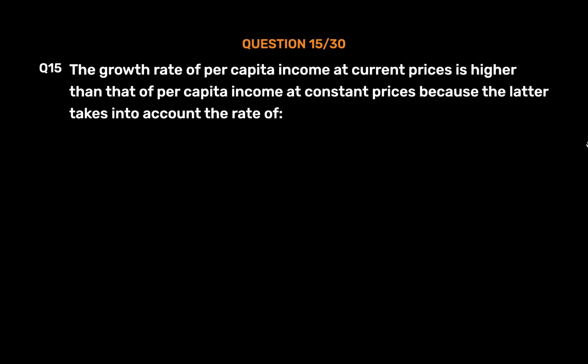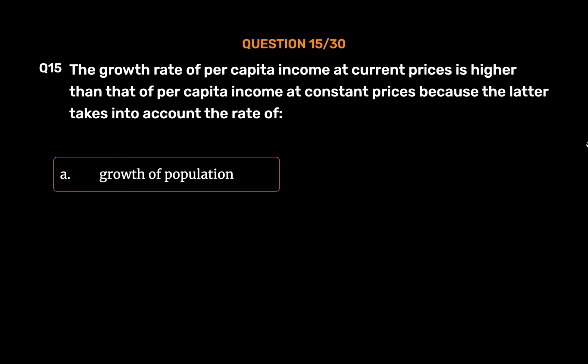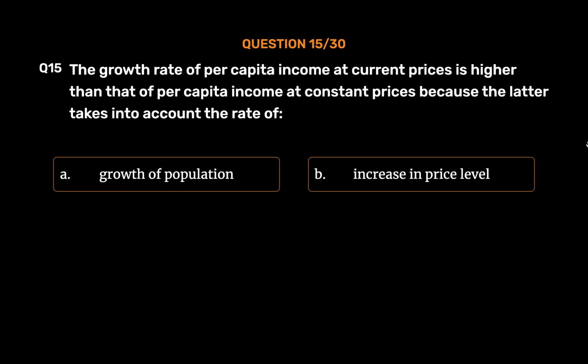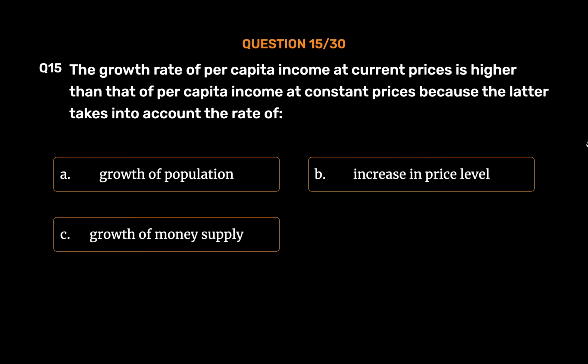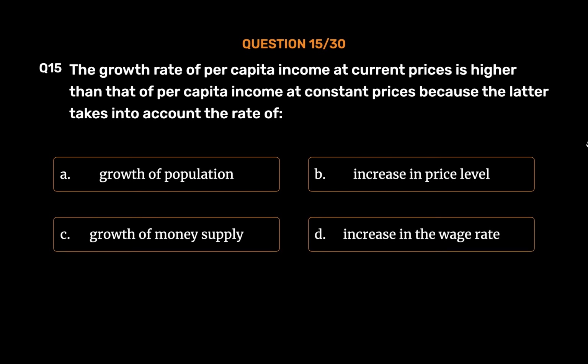Question number 15. The growth rate of per capita income at current prices is higher than that of per capita income at constant prices because the latter takes into account the rate of Option A. Growth of population. Option B. Increase in price level. Option C. Growth of money supply. Option D. Increase in the wage rate. The correct answer is Option B.